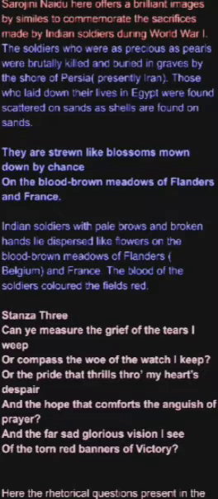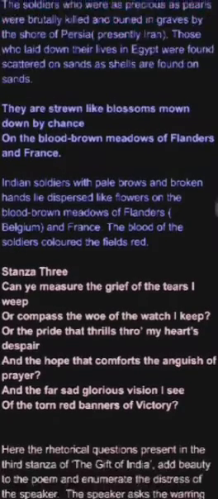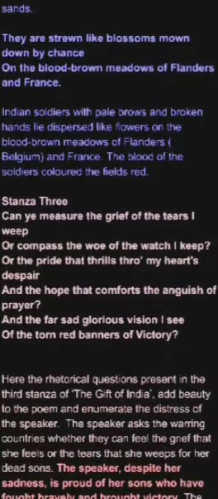Then many other places' names have been mentioned here. Indian soldiers with pale brown and broken hands lie dispersed like flowers on the blood-brown meadows of Flanders. Flanders is presently known as Belgium and France. The blood of the soldiers colored the fields red, brown. The fields were turned brown after the blood dried. So this second stanza actually highlights the sacrifices made by the Indian soldiers, the children of Mother India.